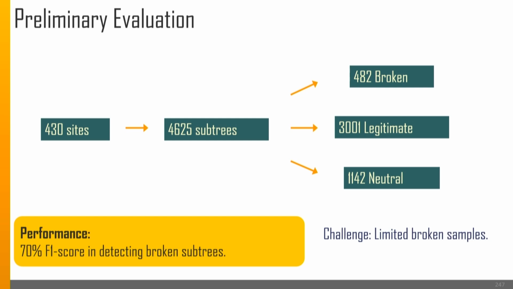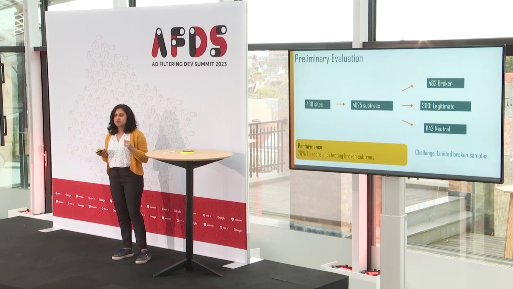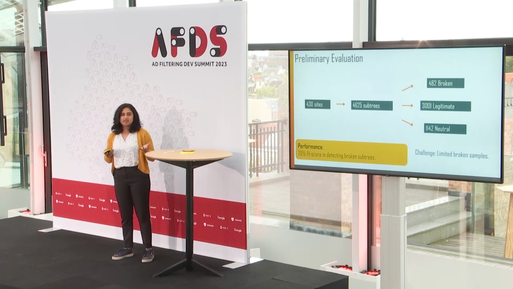And we labeled these into broken, legitimate, and neutral, where broken is broken. Legitimate means that this was actual removal of an ad by a filter list, so a legitimate use of the filter list. And neutral is any kind of changes in the subtrees that are caused by just the page changing with time and not necessarily the filter list. And our initial performance shows about 70% accuracy in detecting broken subtrees.